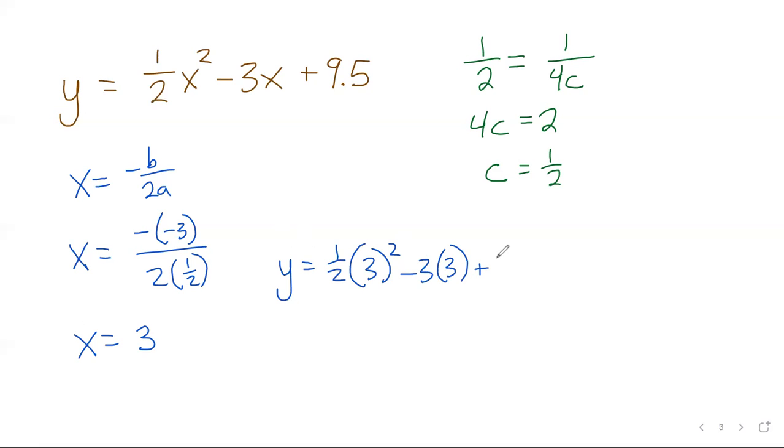So we would get y equals 1/2 times 3 squared minus 3 times 3. That was my cat knocking something off the counter. That was Marge. And plus 9.5.